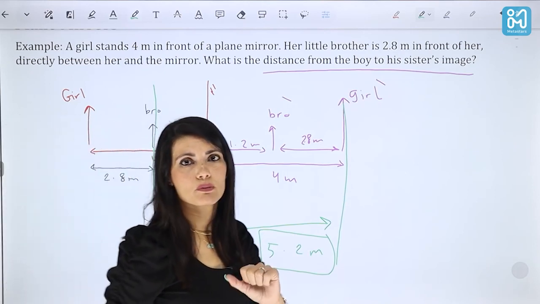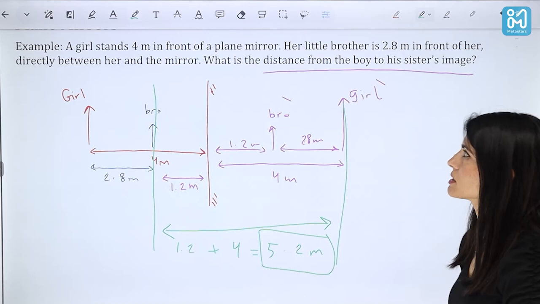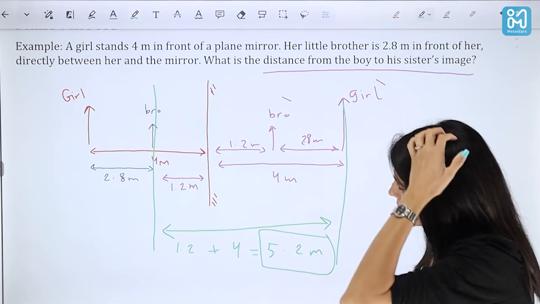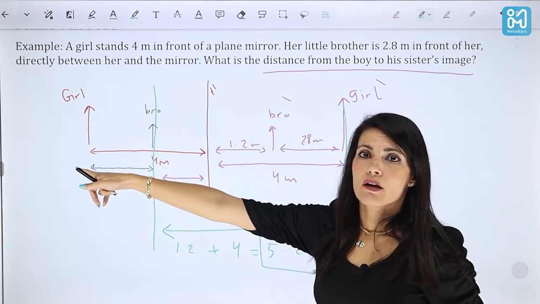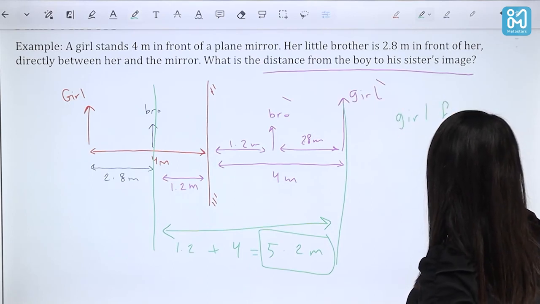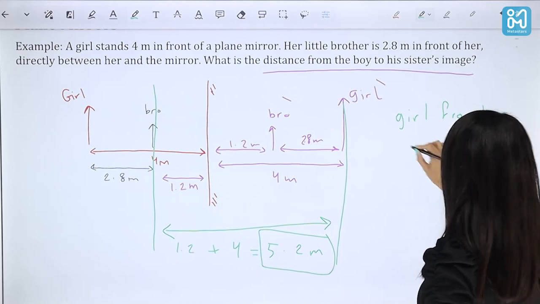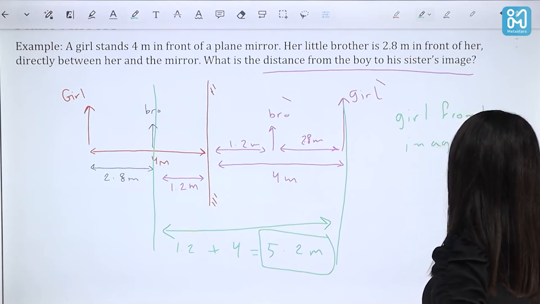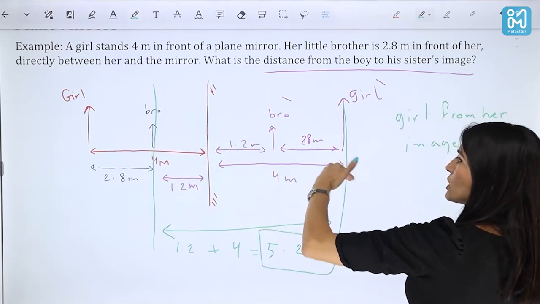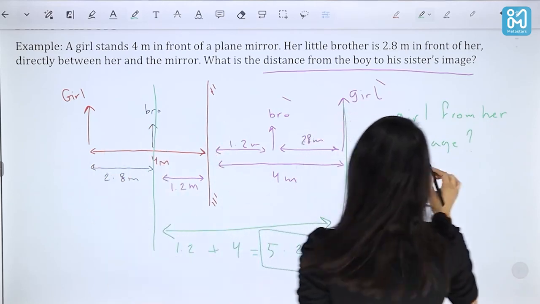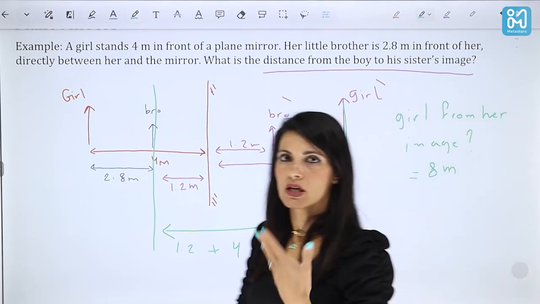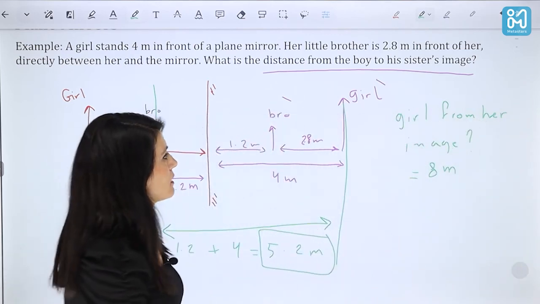The boy is 5.2 meters away from his sister's image, as you can see. I hope you understood it. We can ask other questions. We can say, how far is the girl from her image? Let's write down this one. The girl from her image. The girl is 4 meters away from the mirror, and her image is 4 meters away from the mirror. So 4 and 4, it's going to be 8 meters. The girl from her image, it's 8 meters. This is a practice.